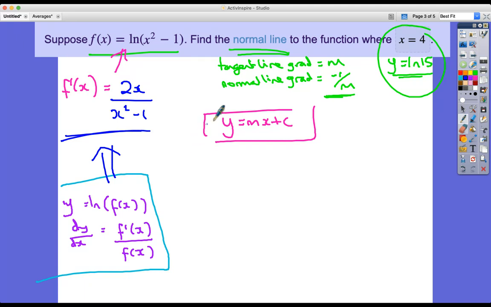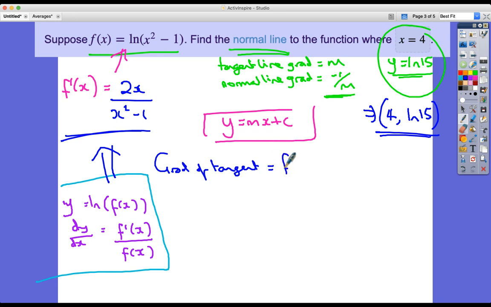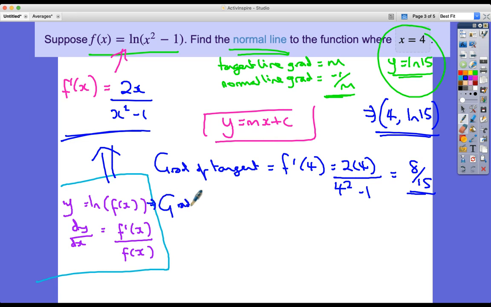And then I know that x equals 4, right? So the point of tangency is 4, ln 15. All right, so x equals 4 goes in here. This is going to give us the gradient of the tangent. It's going to be f dashed 4 going in. So it's going to be 2 times 4 over 4 squared minus 1, which is going to be 8 over 15.